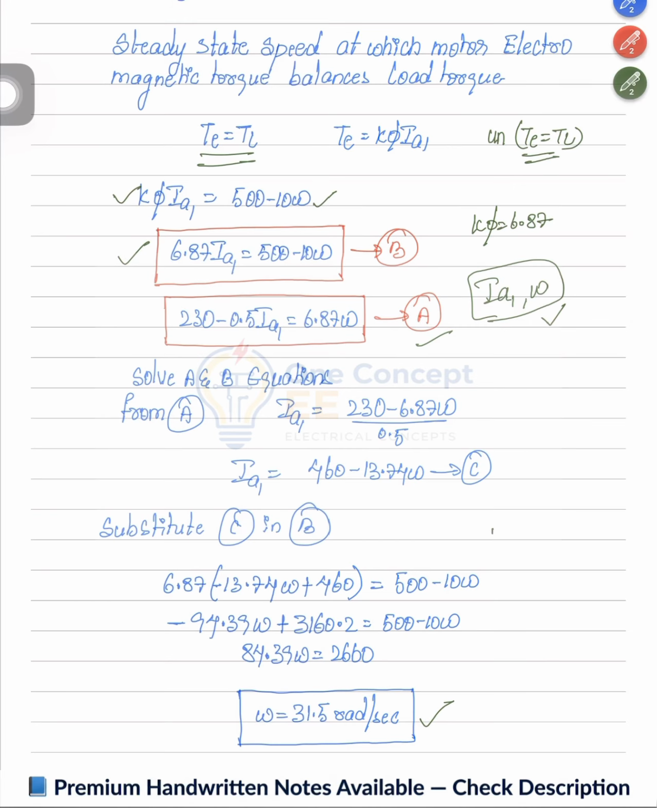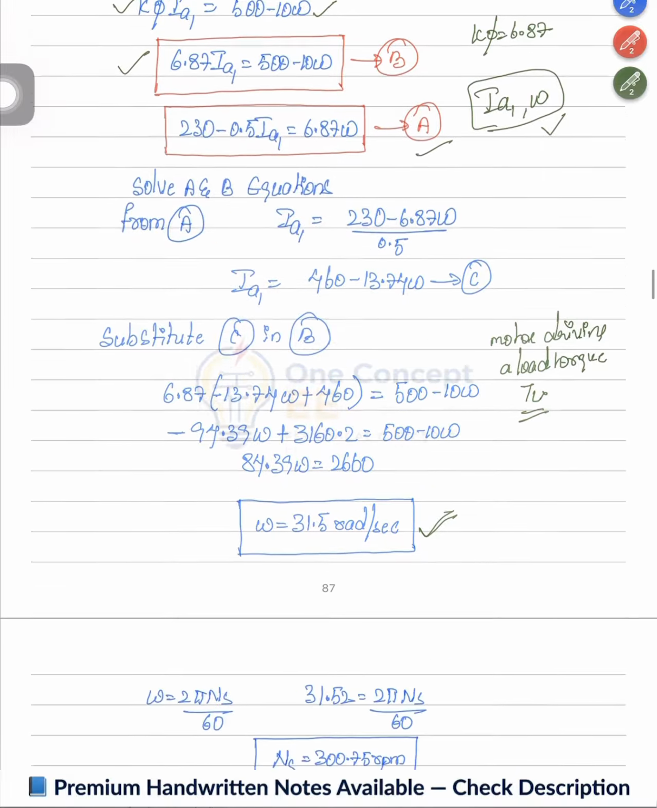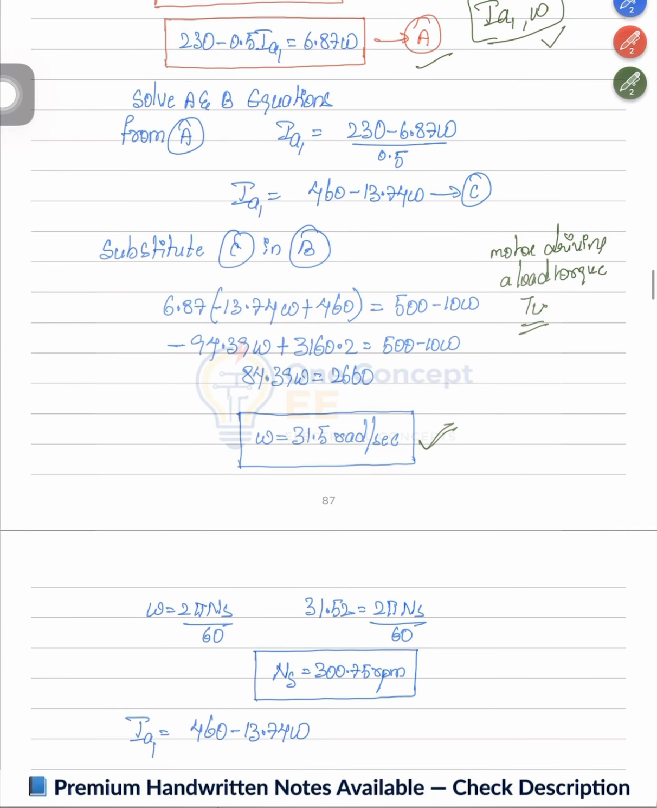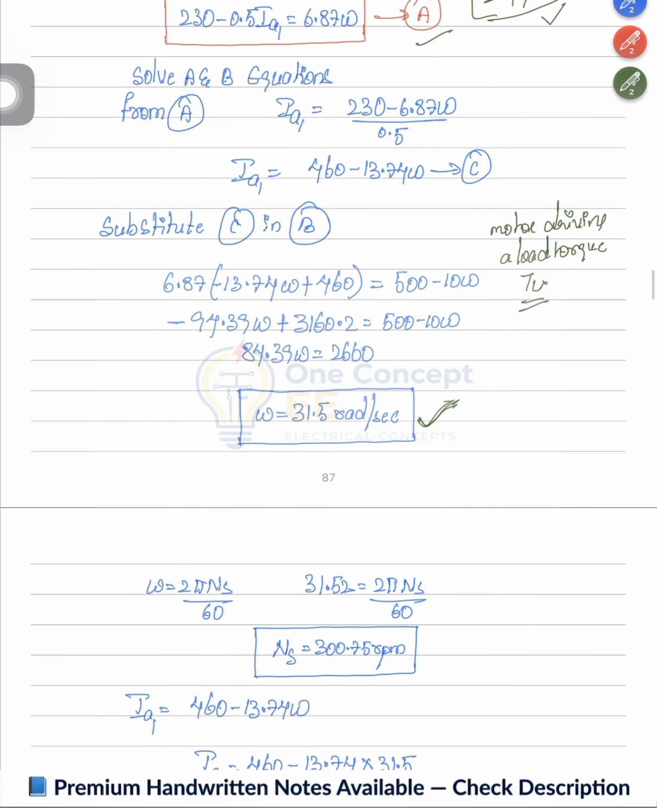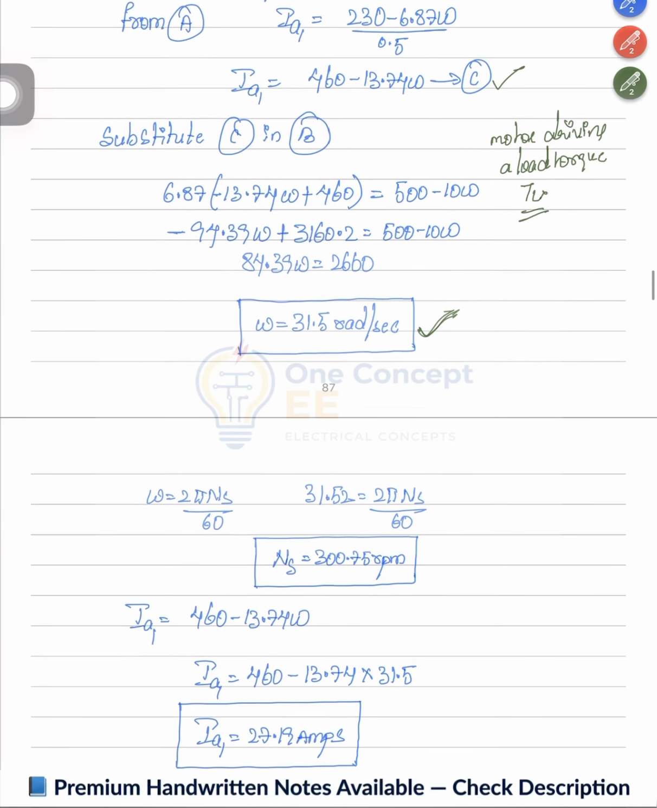This means when the motor is driving the load torque TL, its speed will be 31.5 radian per second. In order to find the current, substitute this omega in either expression A or B. From the above expressions, I find the armature current is 27.19 amps.